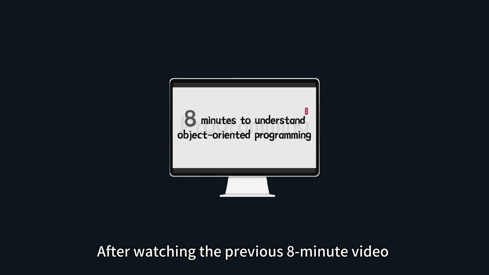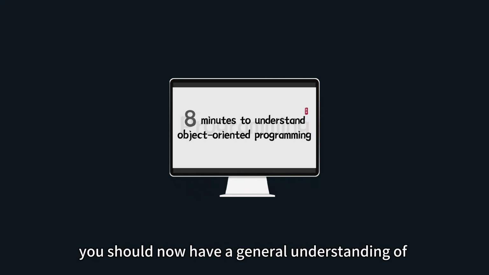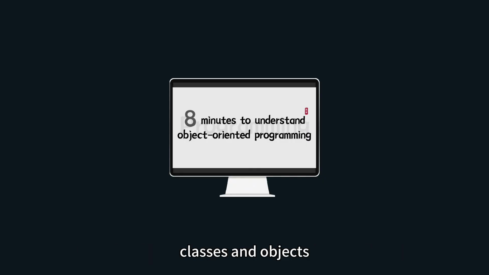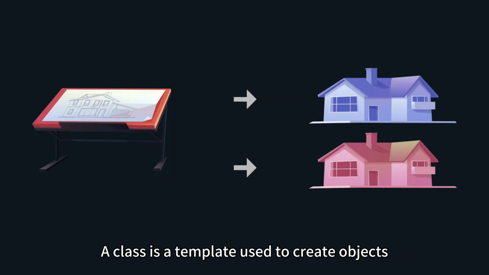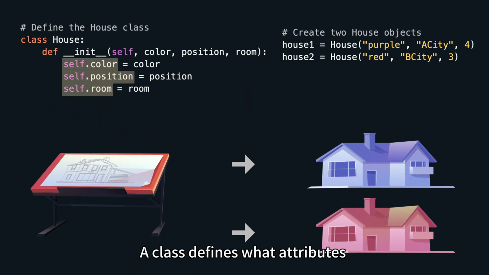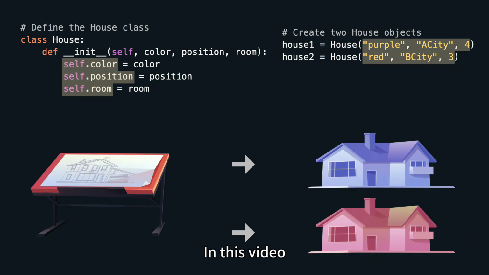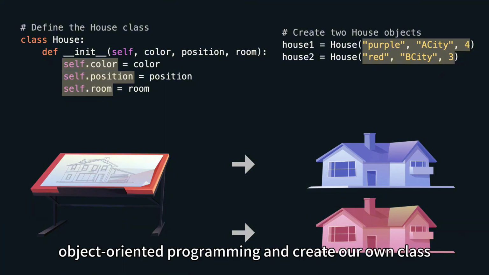After watching the previous 8-minute video on understanding object-oriented programming, you should now have a general understanding of classes and objects. A class is a template used to create objects, and an object is an instance of a class. A class defines what attributes and methods an object can have, while different objects can have different specific attribute values. In this video, we'll dive into the actual syntax of object-oriented programming and create our own class.